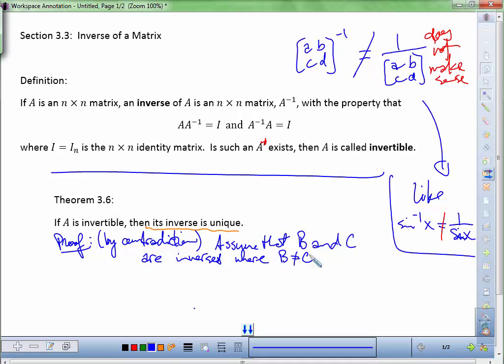So what does it mean to be an inverse? That means that A times B is equal to I, and B times A is equal to I. Right? That's assuming that B is an inverse. And then if C was an inverse, then A times C is equal to the identity also, and C times A is equal to identity.